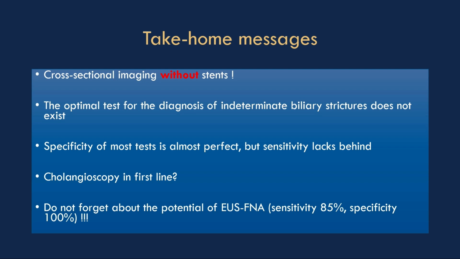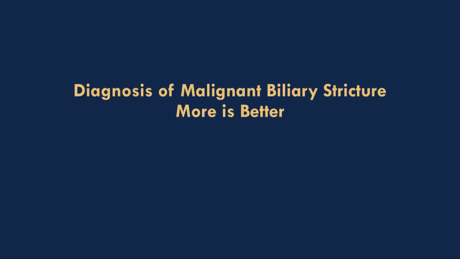So, take-home messages: cross-sectional imaging must be done without a stent. I think this is a key point, more important. So patients should have a CT scan or MRI. The optimal test for the diagnosis of indeterminate biliary strictures does not exist. Specificity of most tests is almost perfect, but sensitivity lags behind. What should we do about cholangioscopy, perhaps in the future, in the first line? And do not forget about the potential of EUS, FNA or FNB if there is no transplantation project. So in diagnosis of malignant biliary stricture, more is better.